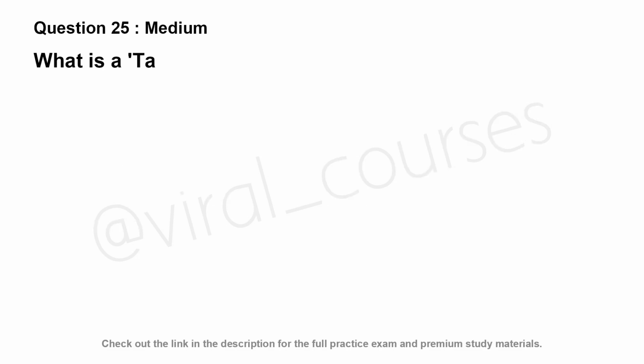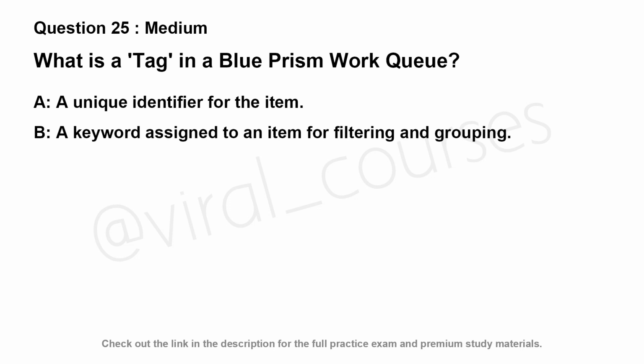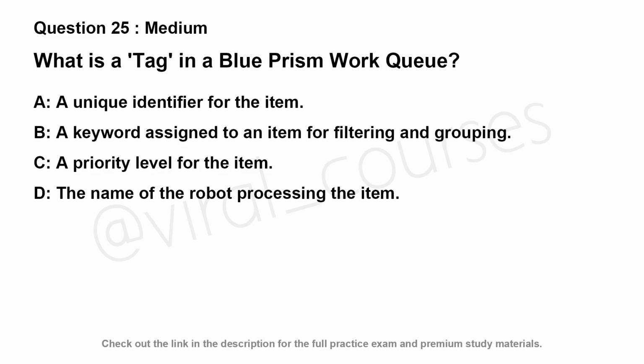What is a tag in a Blue Prism work queue? Option A. A unique identifier for the item. Option B. A keyword assigned to an item for filtering and grouping. Option C. A priority level for the item. Option D. The name of the robot processing the item.